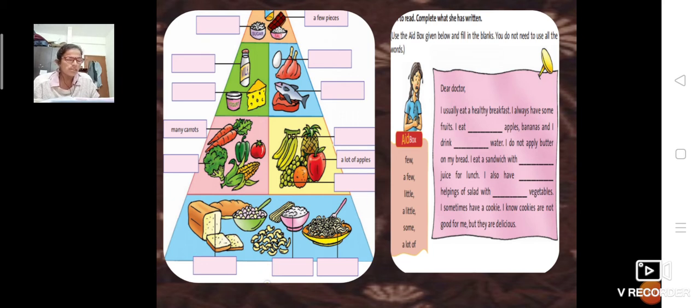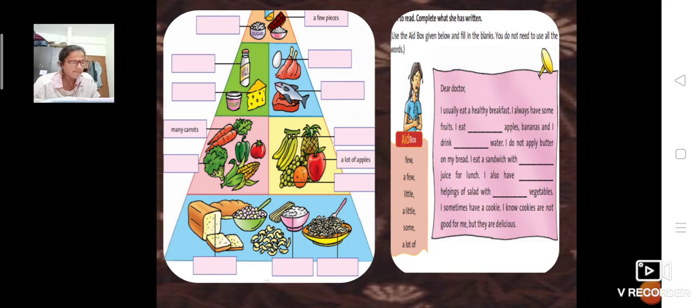Dear doctor, I usually eat a healthy breakfast. I always have some fruits. I eat a few apples, bananas, and I drink a lot of water. I do not apply butter on my bread. I eat a sandwich with some juice for lunch.